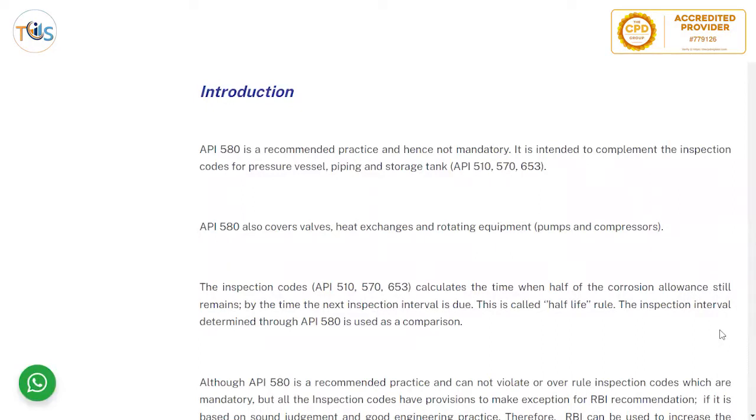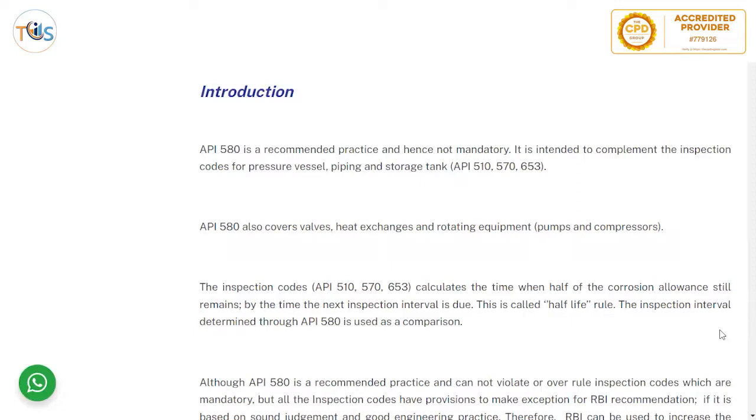It's intended to complement the inspection codes for pressure vessel, piping, and storage tank, API 510, 570, and 653. API 580 also covers valves, heat exchangers, and rotating equipment, pumps, and compressors.